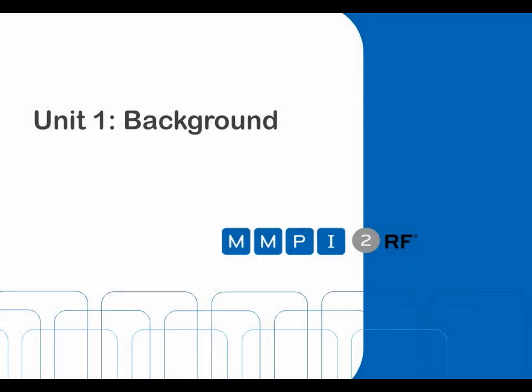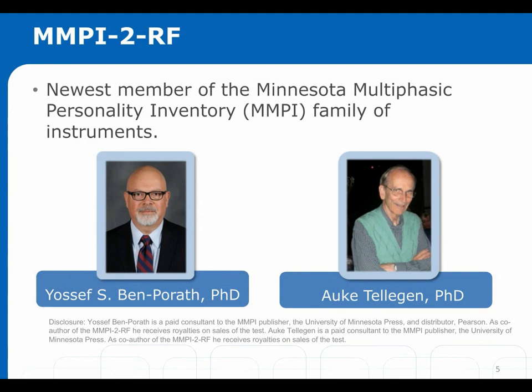We're now going to start Unit 1, Background, and this unit will focus on the historical foundations of the restructured form. The MMPI 2RF is the most recent addition to the Minnesota Multiphasic Personality Inventory family of instruments, all of which were intended to provide objective information about a test taker's functioning. The restructured form was developed by Dr. Joseph Ben-Perath from Kent State University and Dr. Auke Tellegen from the University of Minnesota.